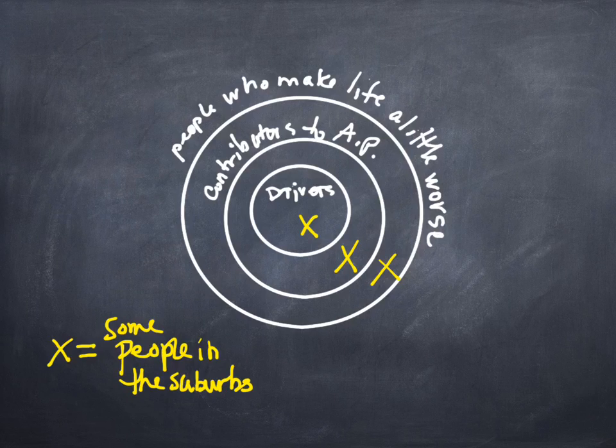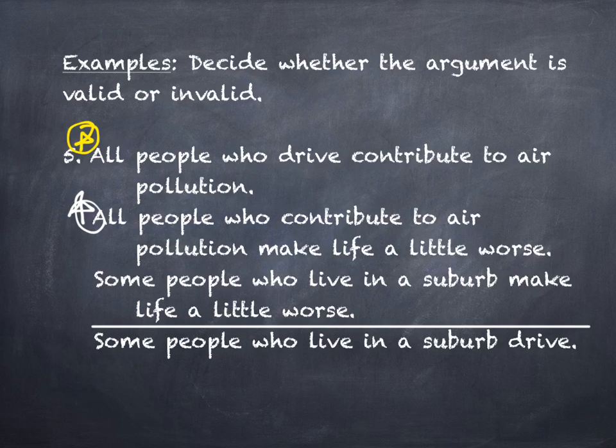Is it valid? Yes, because X is in there, but does it have to only be located in there? But it says some people. It says the same some people, and if you want to change the word some people, give a person a name if it's helping. Okay? Joe. Joe, who lives in a suburb, makes life a little worse. Joe, who lives in a suburb, drives.